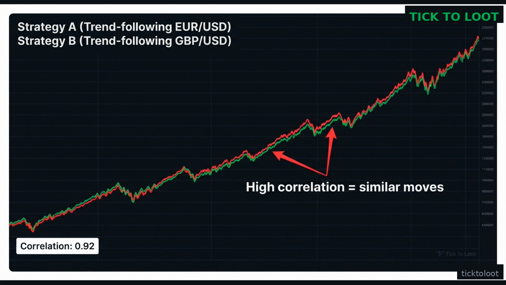The practical takeaway: before you pair any two algorithms, check how closely their returns move together. If the correlation is high, say above 0.7, you're not really diversifying. You're just adding more of the same exposure. Aim for low or even negative correlation to truly spread risk across different market behaviors. This simple check can save you from a false sense of security and protect your capital when the market turns against you.